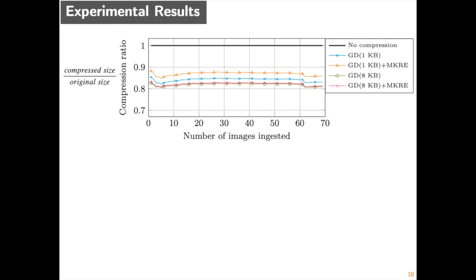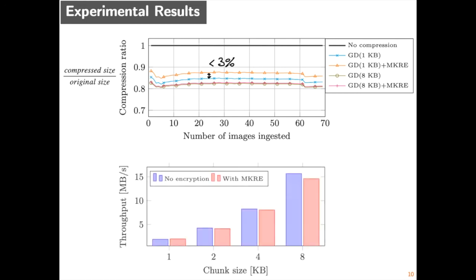Our experimental results show that the gap between plain generalized deduplication and secure generalized deduplication is always below 3%, and usually way lower, as you can see. For chunks of 8 kilobytes, plain generalized deduplication and secure generalized deduplication basically behave the same with respect to compression ratio. We also analyzed the throughput, so how many seconds it takes to retrieve 1 megabyte if we have no encryption and if we have multi-key revealing encryption on top. So again, plain generalized deduplication and secure generalized deduplication. Of course, we have gaps, but the interesting thing is that these gaps are about 6.9%.